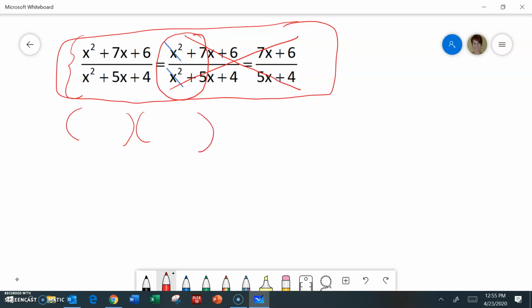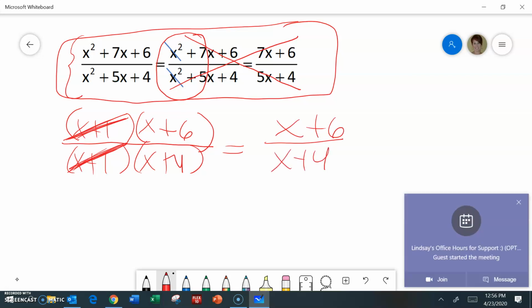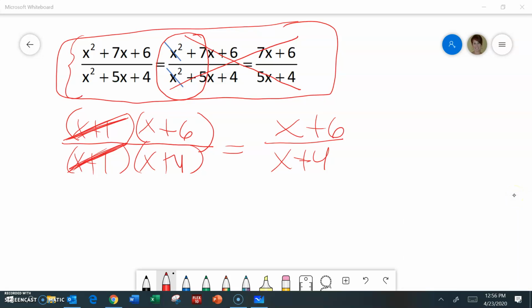So I'm going to factor the numerator, x squared plus 7x plus 6, into x plus 1 and x plus 6. And then I'm going to factor the denominator into x plus 1 times x plus 4. Now, once the numerator and the denominator are factored, if you're trying to simplify a final answer, you can cancel out common factors. So the true answer to this problem would be x plus 6 over x plus 4. I just wanted to review that before we go on so that you're not running into those issues.